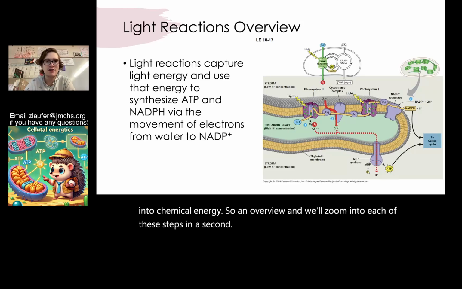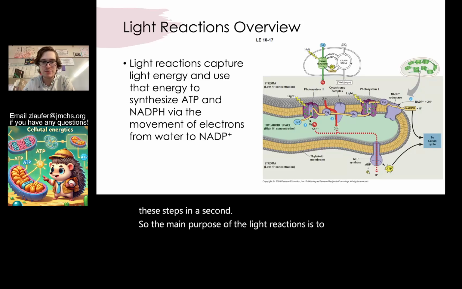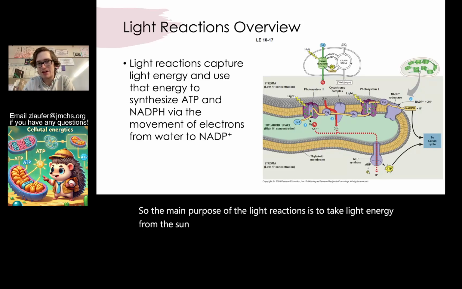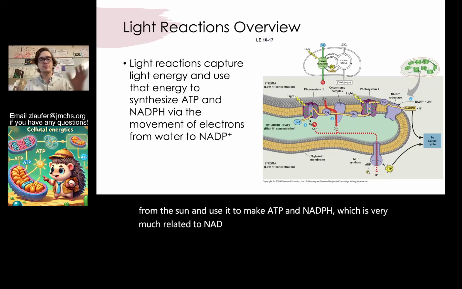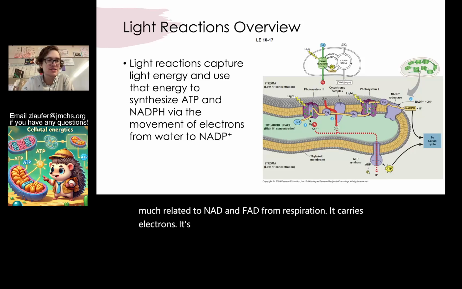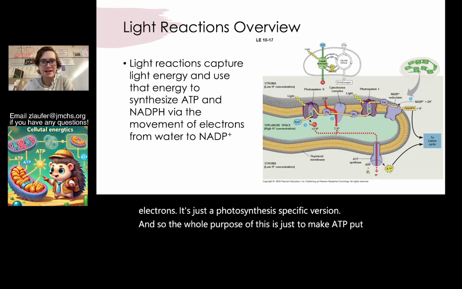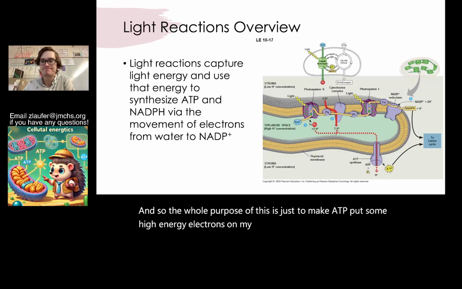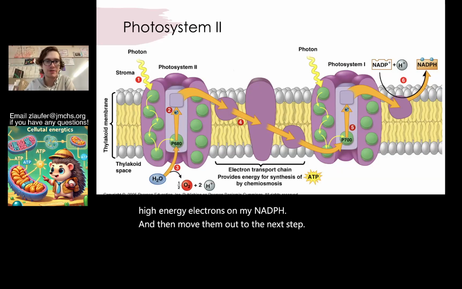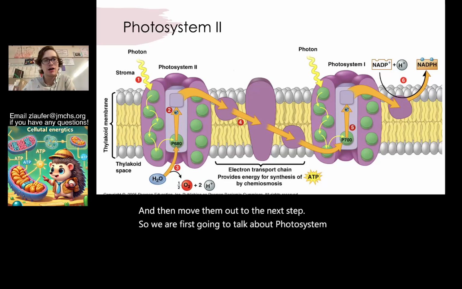So, the main purpose of the light reactions is to take light energy from the sun and use it to make ATP and NADPH, which is very much related to NAD and FAD from respiration. It carries electrons. It's just a photosynthesis specific version. And so the whole purpose of this is just to make ATP, put some high energy electrons on my NADPH, and then move them out to the next step. So we are first going to talk about photosystem 2 here on the left.